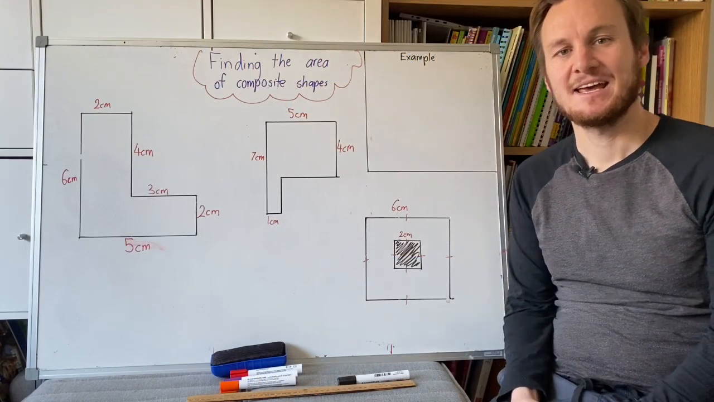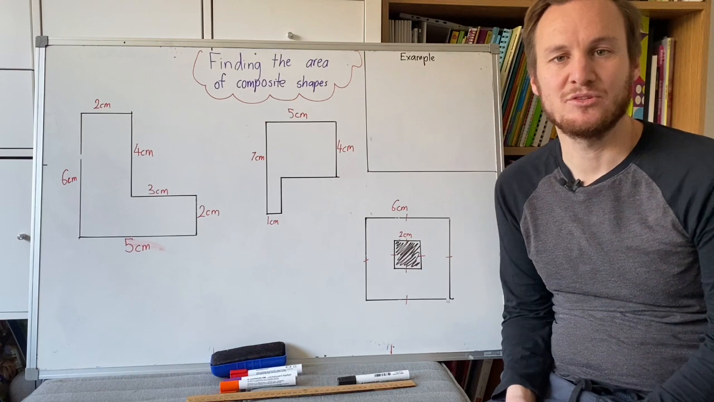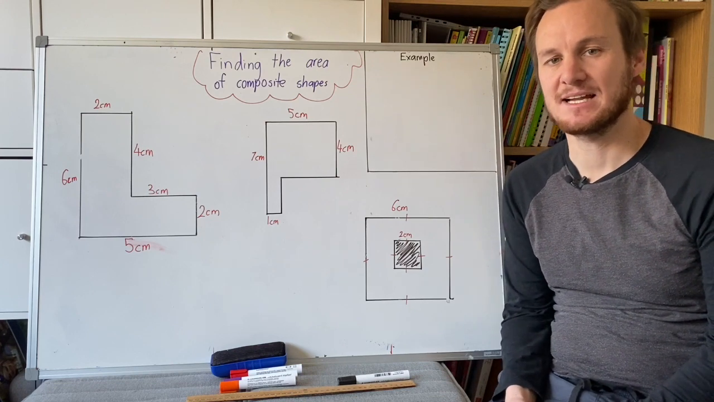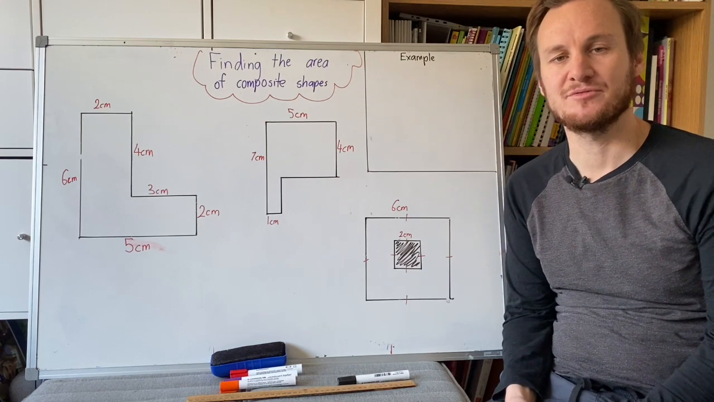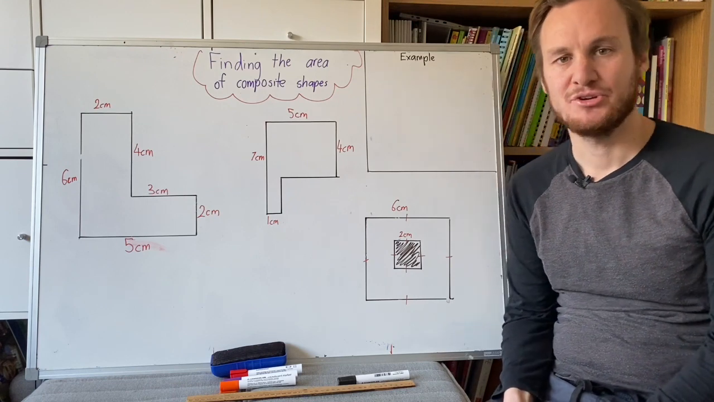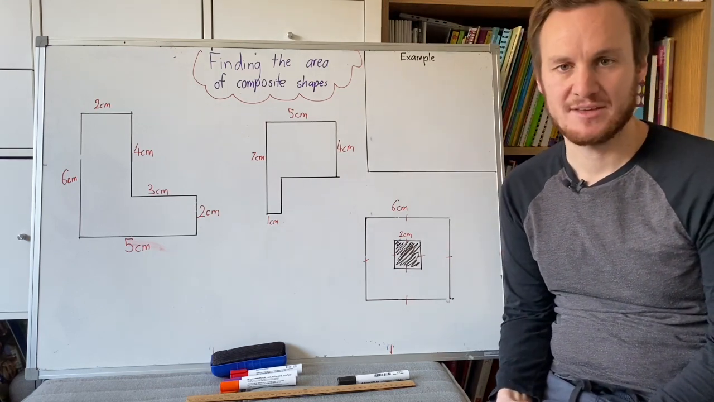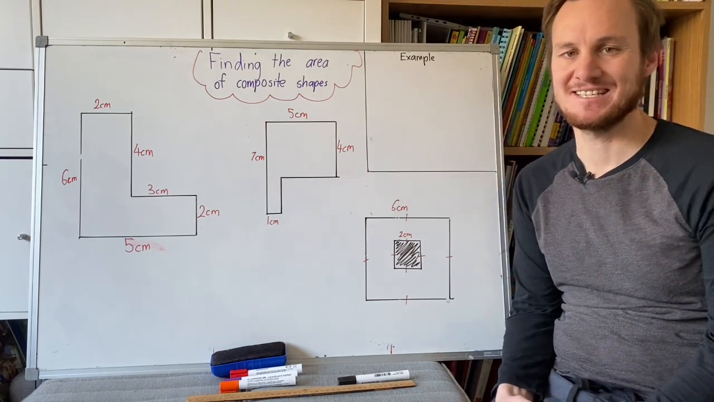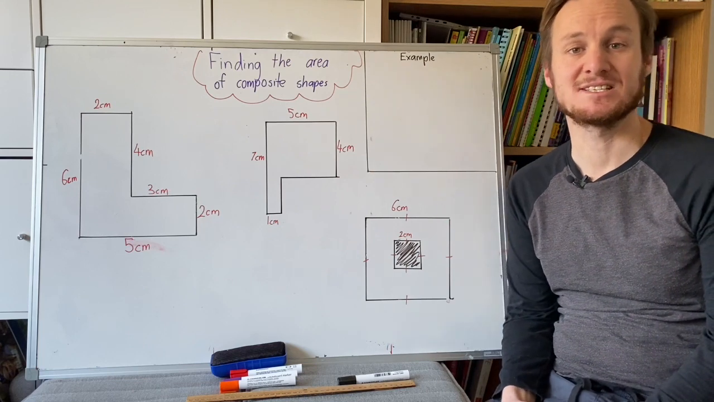Hi and welcome back. This week in maths we've been looking at area, and yesterday we started looking at the formula for how to find the area of a shape using the height times the width to find you the area in centimeters, meters or kilometers squared.